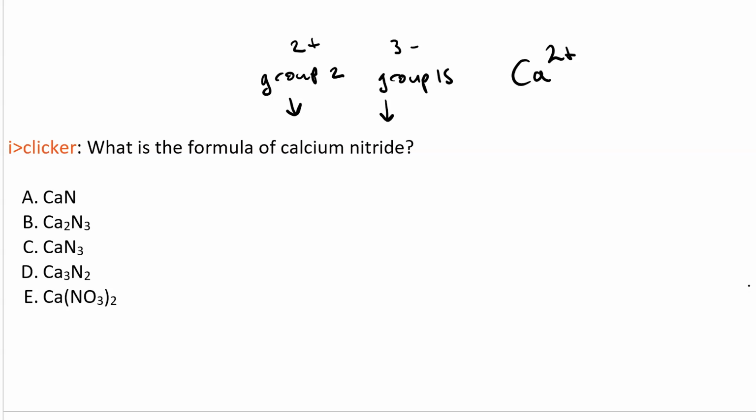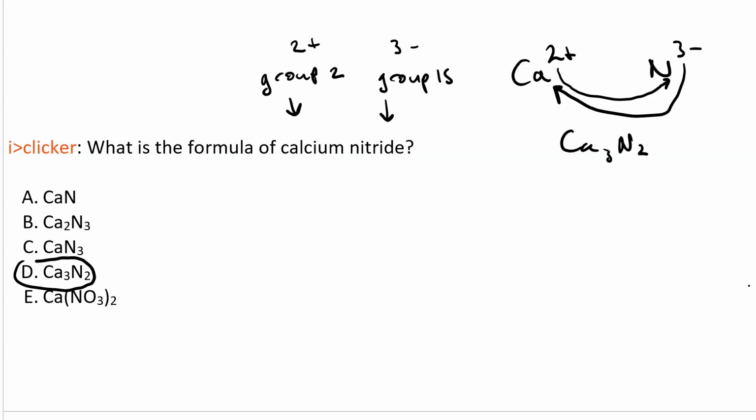Being in group 2, calcium is a 2+ ion. Nitride, being in group 15, is a 3- ion. When we switch subscripts for charges, we get Ca3N2. 1 is the greatest common denominator, so answer choice D is correct.